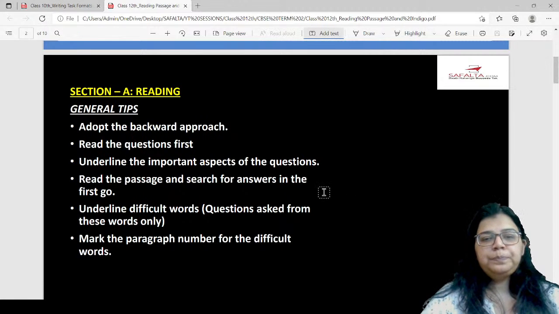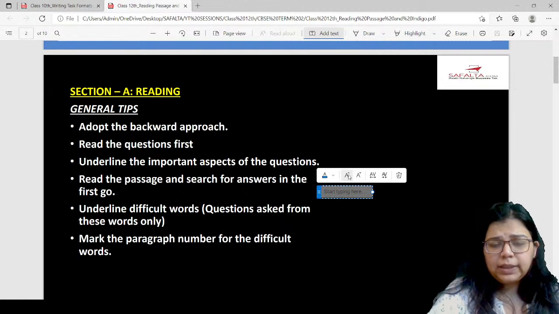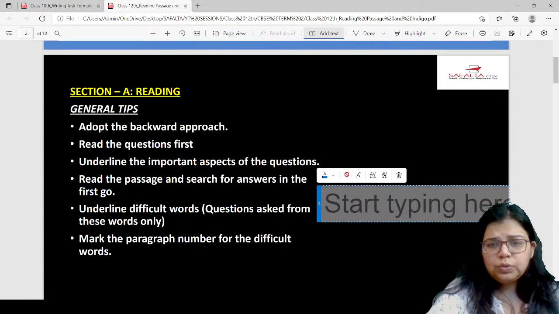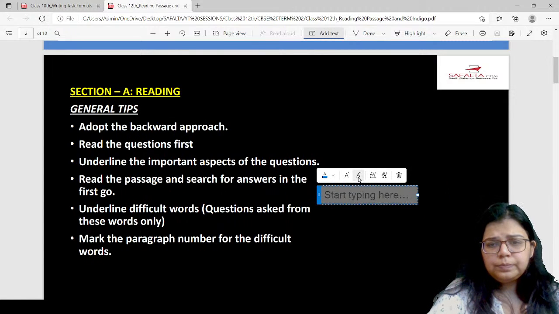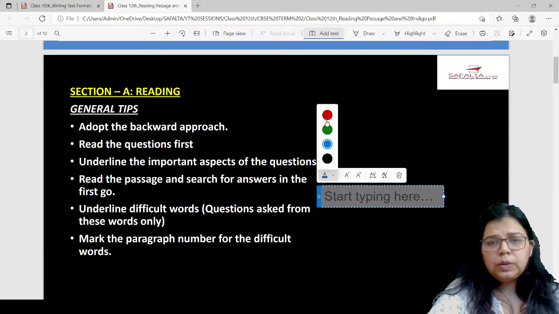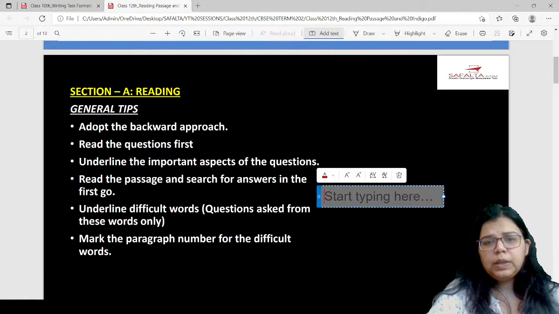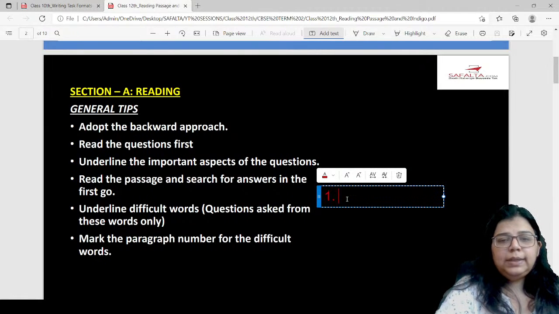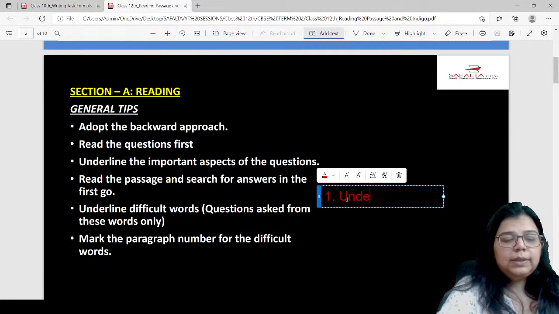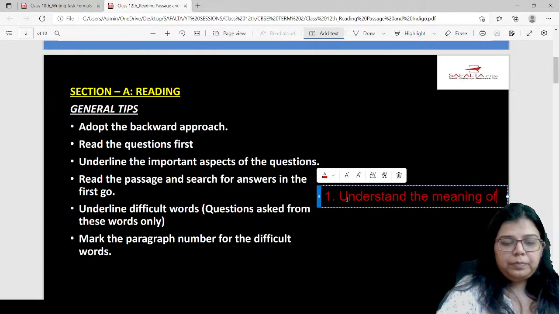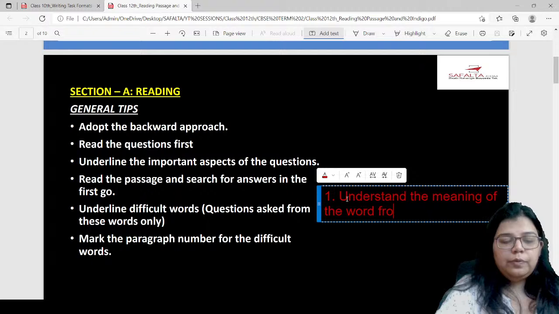First, if you don't understand something, number one is: understand the meaning of the word from the sentence itself.